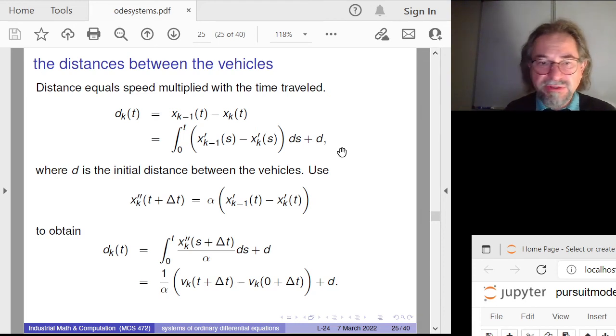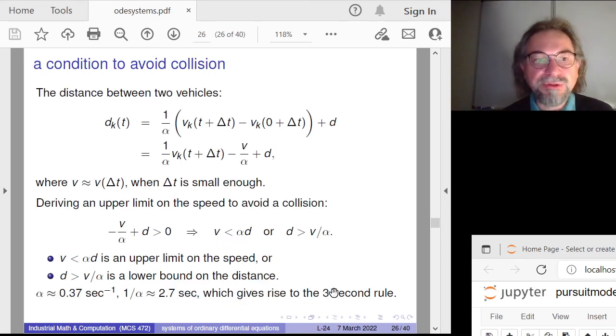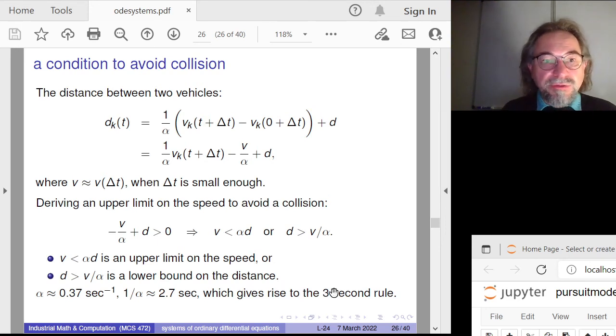Okay, what good does that do to us? Well, we have now a relationship between the distance between the vehicles and their velocities and the initial distance. Okay, let's try to interpret everything. So what do we have? So we have the initial velocity.